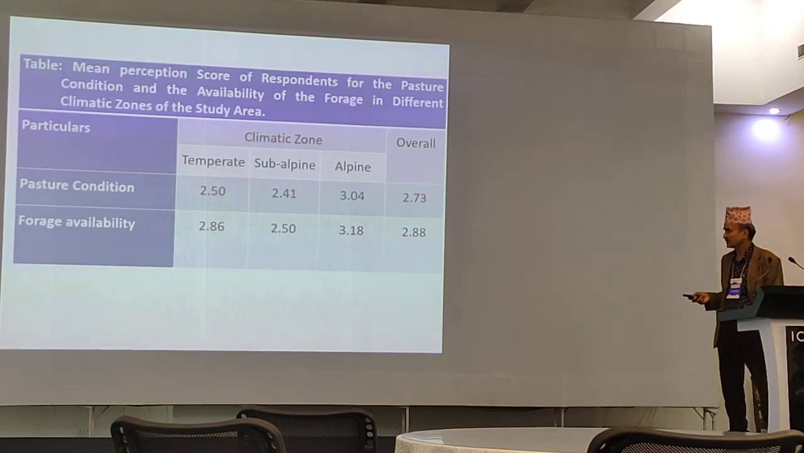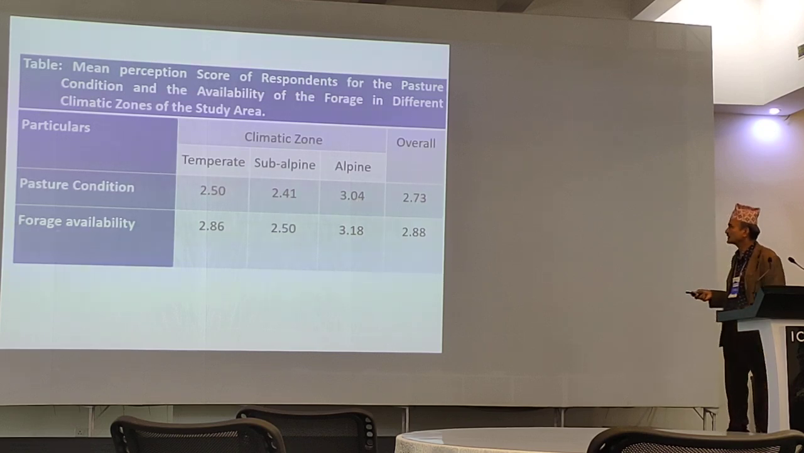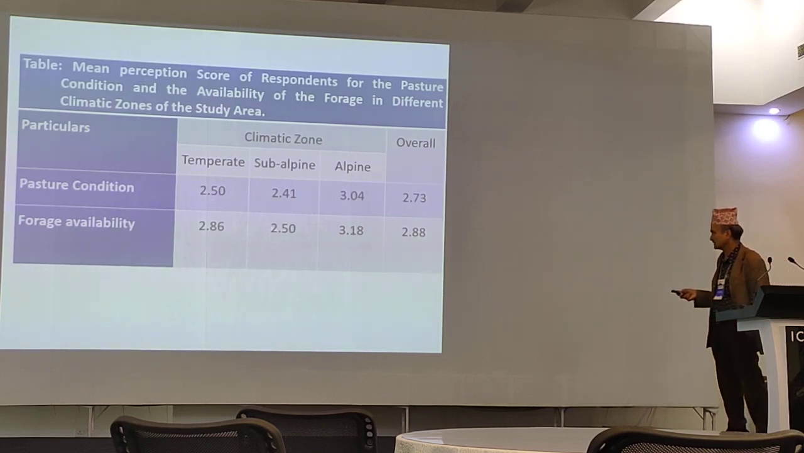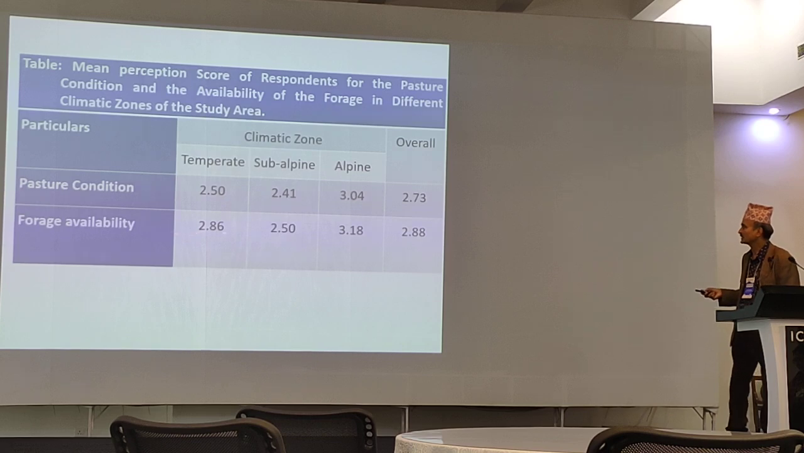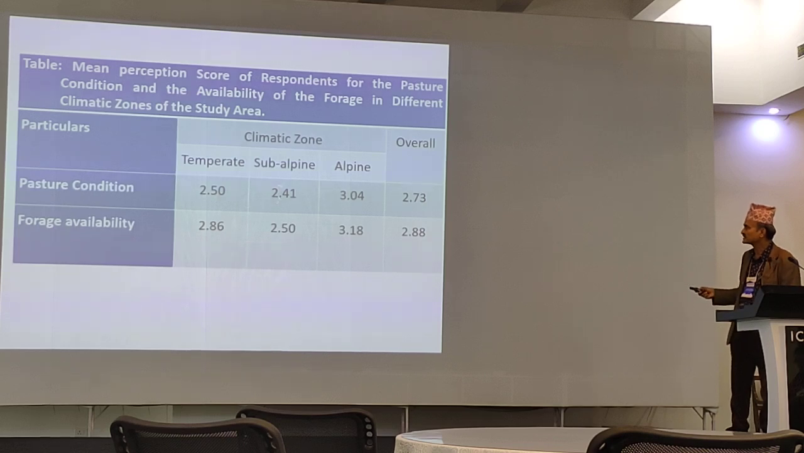The perception I found in all three climatic zones is that pasture condition was worse in subalpine, but it's better in alpine. The condition of pasture land means the forage availability was higher in alpine and lower in subalpine, as well as very low in subalpine because of the pressure of the herd size over here.